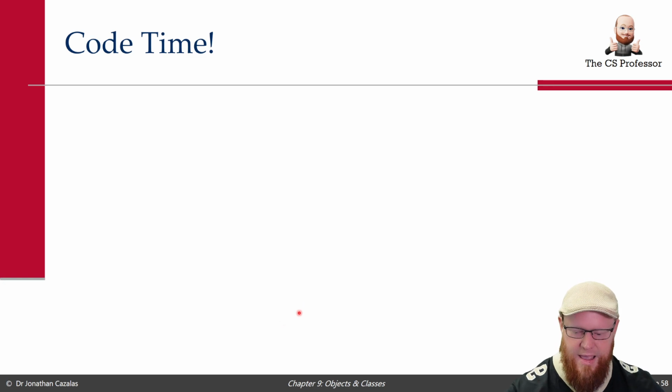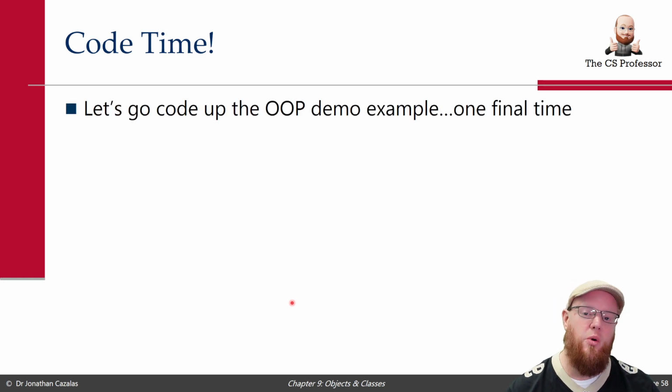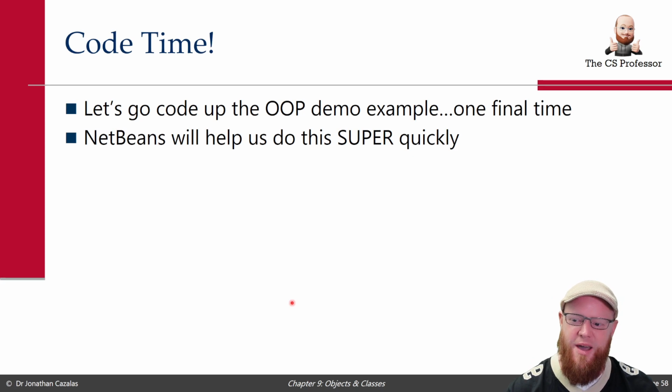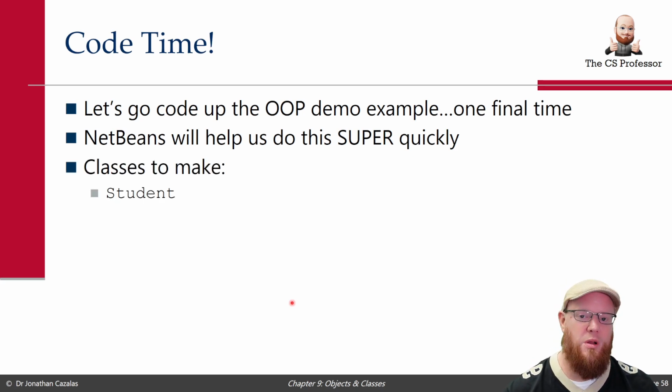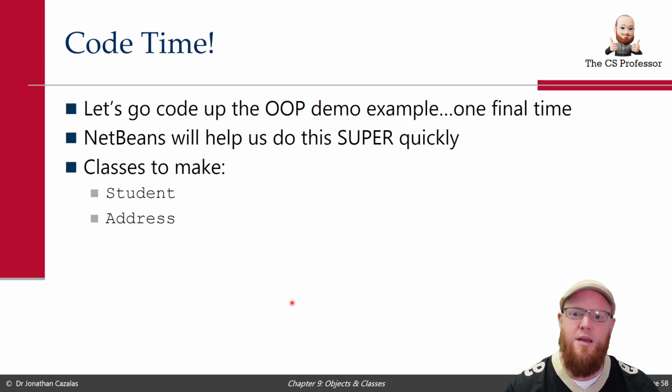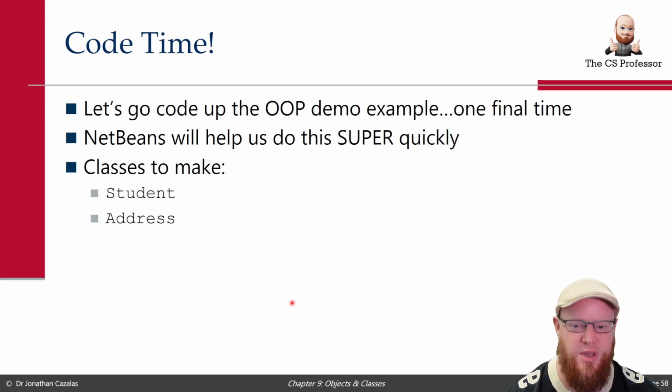All right, it is code time. We're going to code up that original OOP demo example, the one with getters and setters. We're going to do it again from scratch, and you're going to want to do it from scratch with me. Why? Because we're going to do it super quickly in NetBeans. We're going to make a student class. We're going to make an address class. But the key thing here is we're going to show you how NetBeans can make your life so easy.